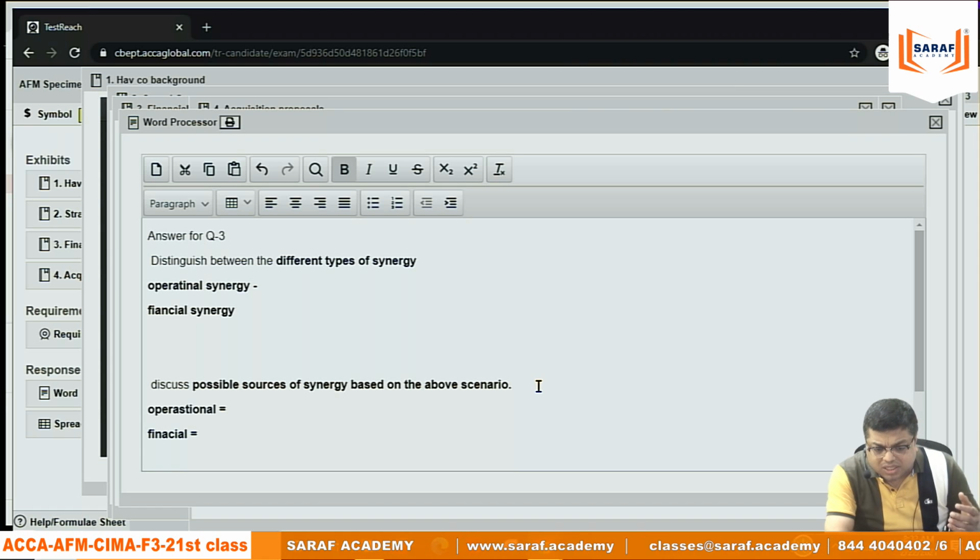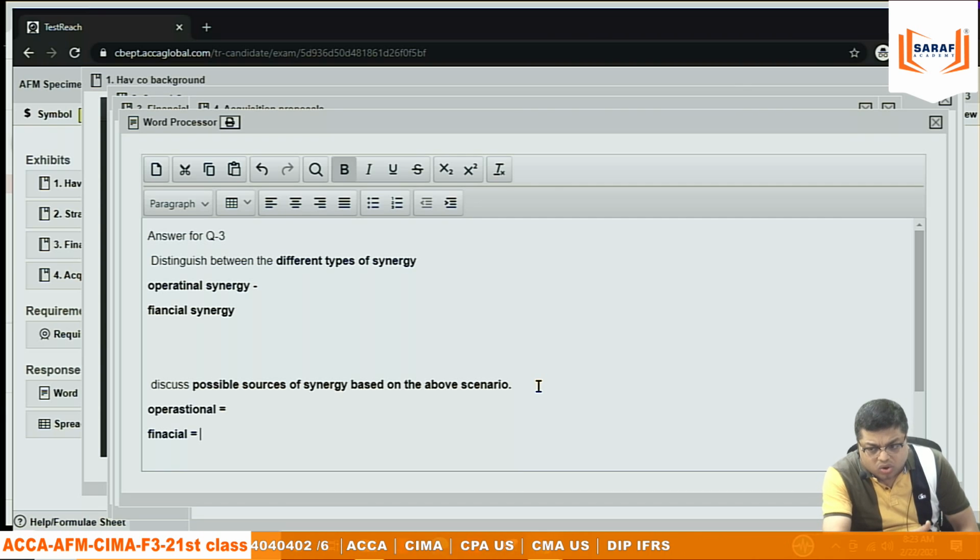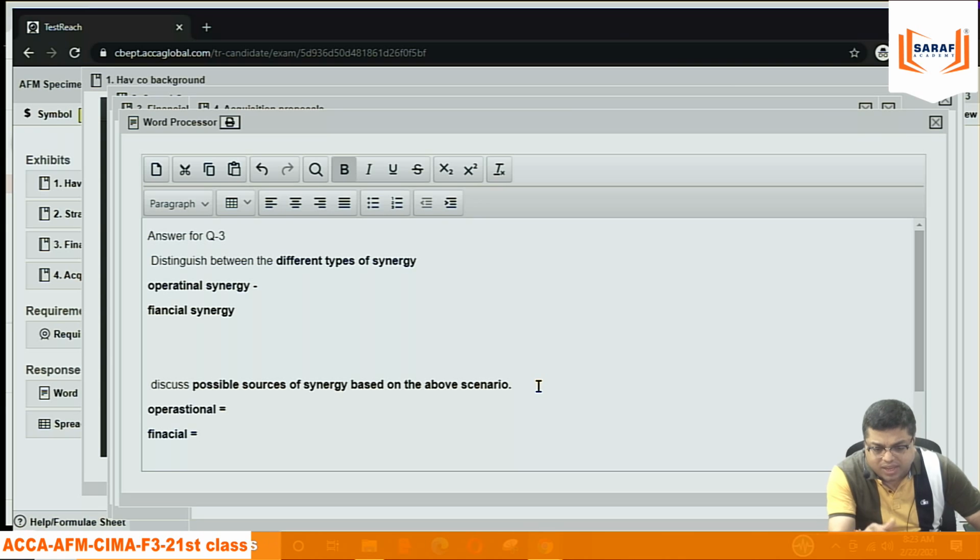Is this a merger horizontal, vertical, or conglomerate merger? This type of merger which is given in the question is horizontal, vertical, or conglomerate. Which type of merger is this? Because we are in a totally different industry, we are acquiring a totally different industry.